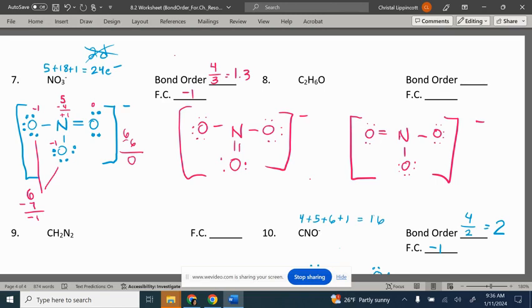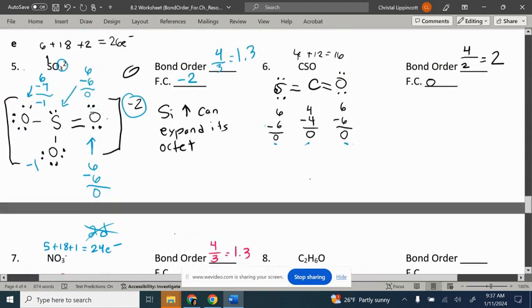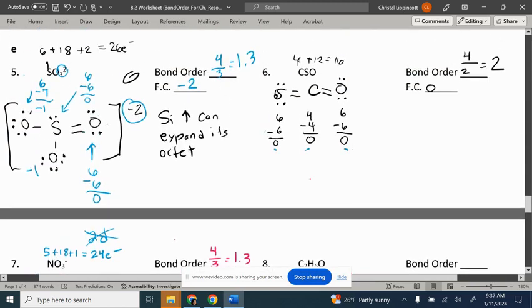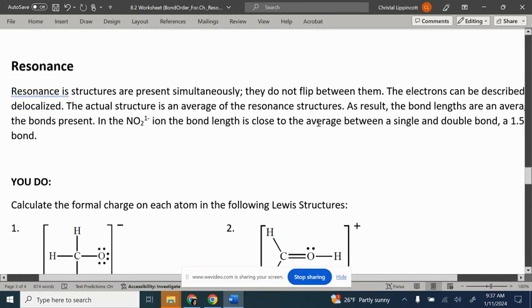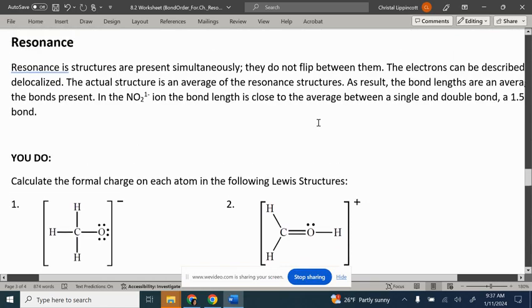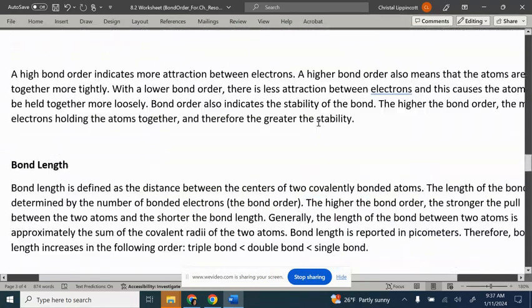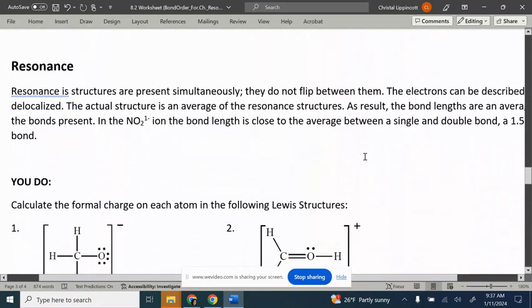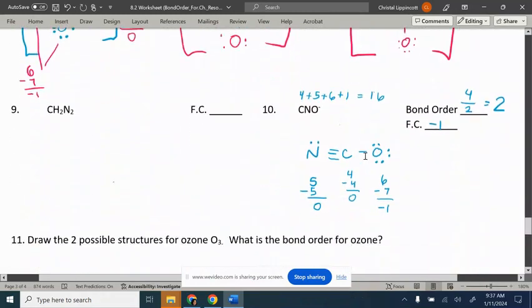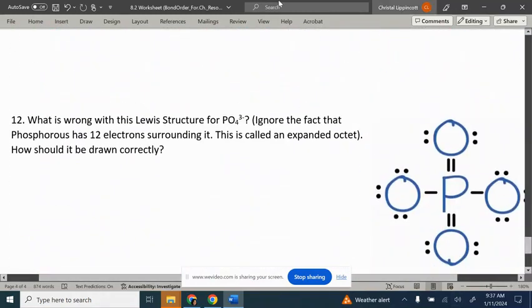And so when you can draw it in different ways and have the same result, those are called resonance structures. I could do the same thing. Do you see where I could do the same thing for this guy here? I'm trying to think if there's other ones here. Resonance structures are present simultaneously. Yep. So you can read through this verbiage if you'd like, but that's essentially what we're looking at as far as resonance.